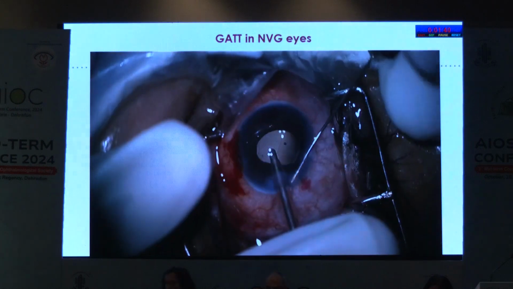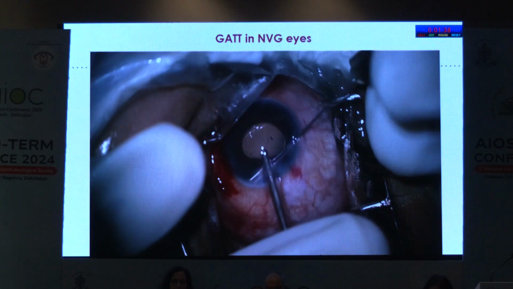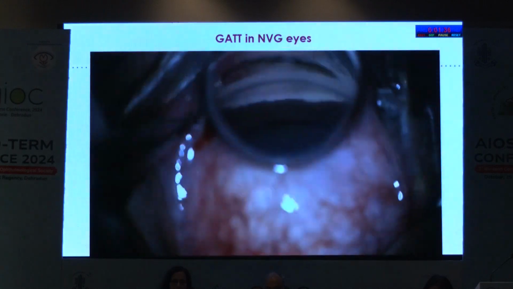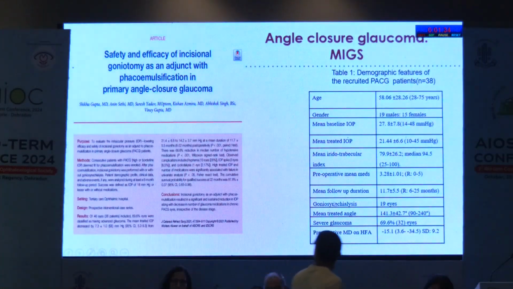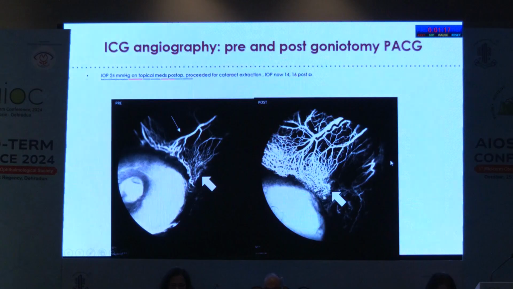So in this case, 180 degrees was done here, and then the surgery was closed. In angle closure glaucoma also, we have already shown that incisional goniotomy plays a huge role with phacoemulsification in these eyes, lowering the IOPs much more than phacoemulsification alone, in terms of reduction in the number of medications as well as a reduction in the mean IOP.